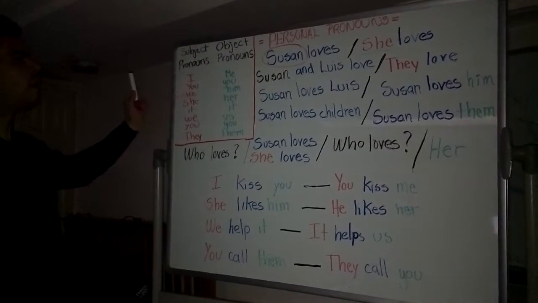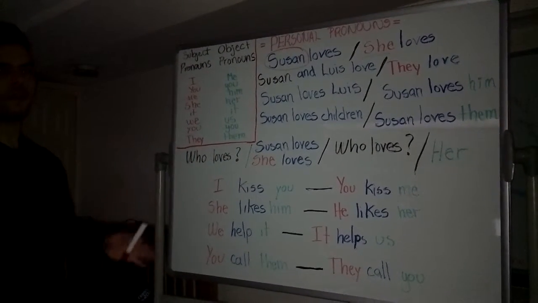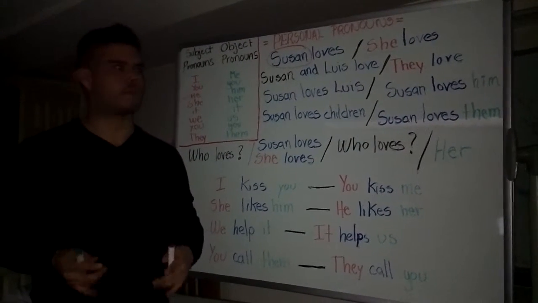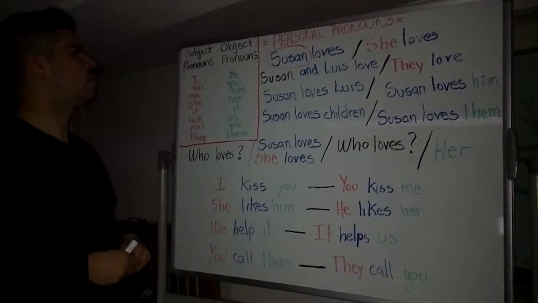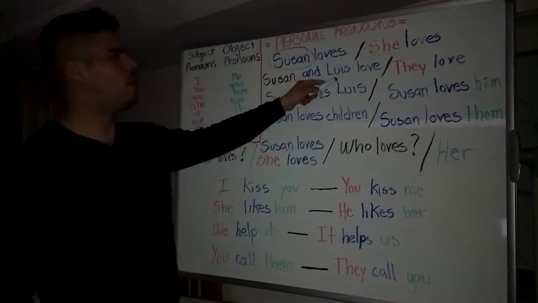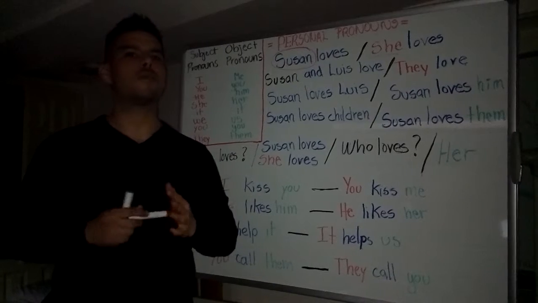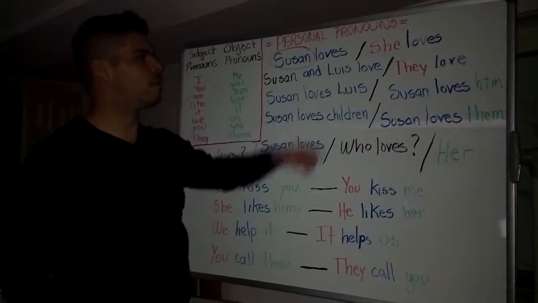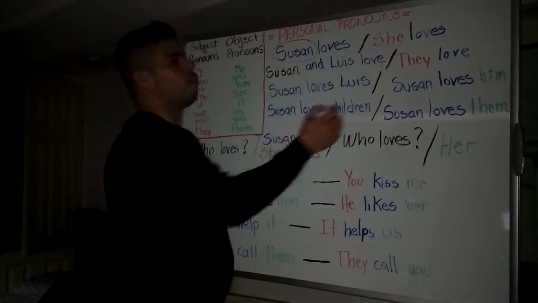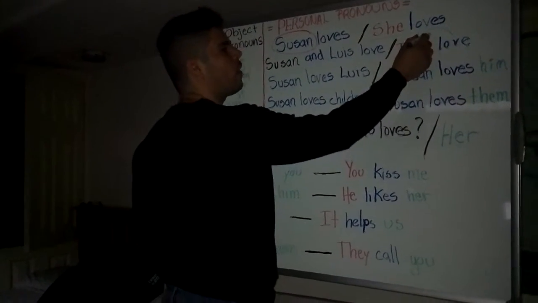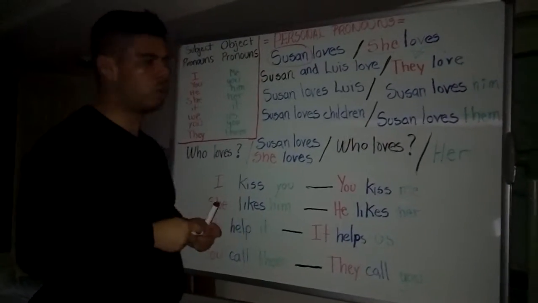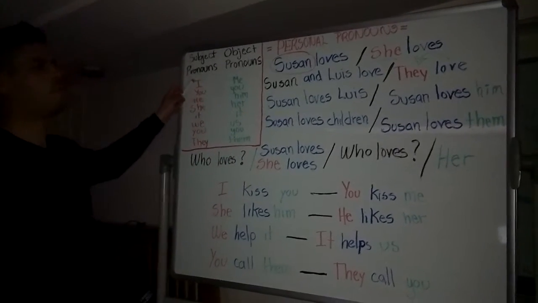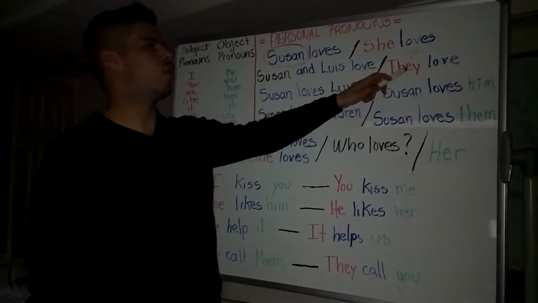Subject pronouns are the ones before the verb. So subject pronouns always take action. In this case, we have Susan and Luis love. When we substitute the nouns Susan and Luis, they go before the verb. Therefore, we substitute Susan and Luis by a subject pronoun because they are the ones who are taking action.